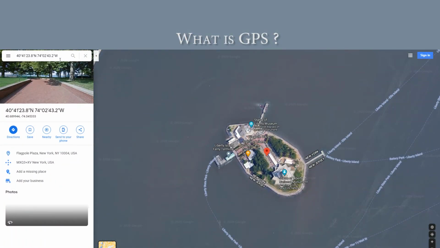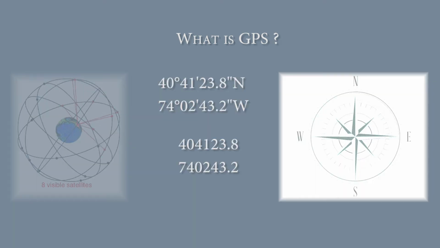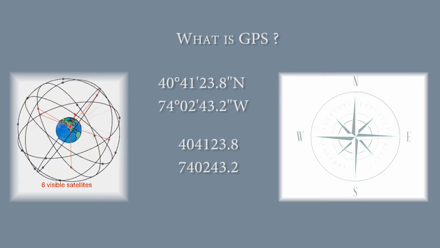These units are expressed in degrees. Why? Because the earth is a sphere. If you would like to know more about it, let me know in the comments.